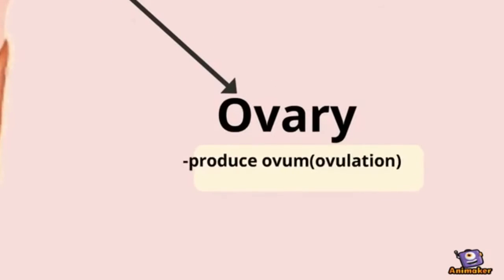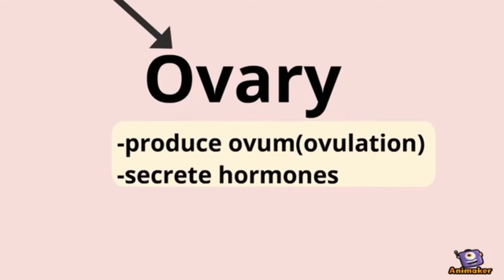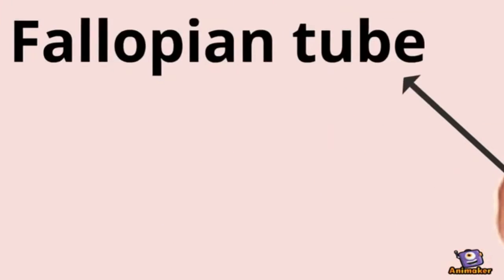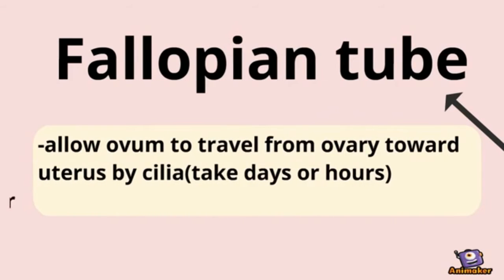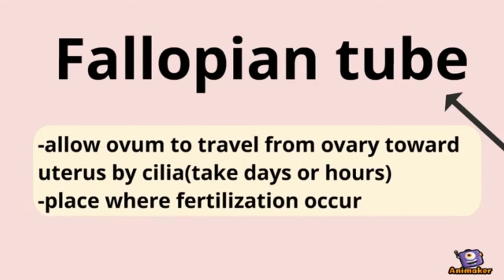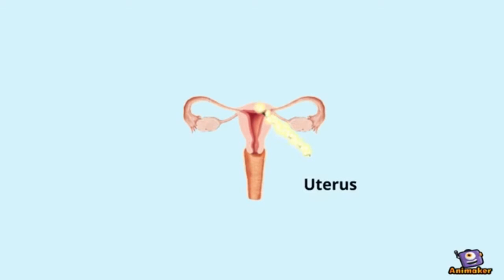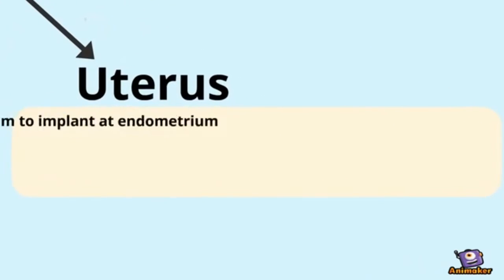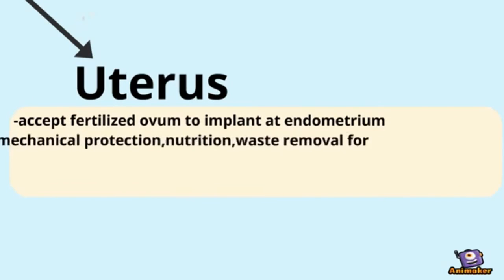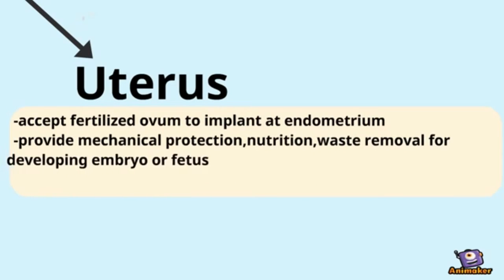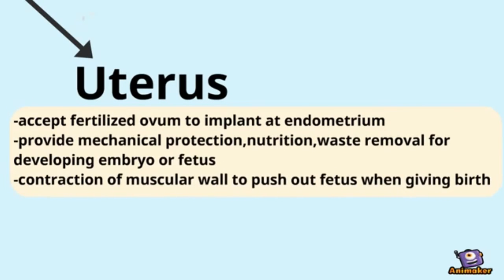The ovary produces ovum during ovulation and it secretes hormones too. The ovum travels from the ovary toward the uterus by cilia movement in the fallopian tube. Fertilization occurs here. The uterus is the place where the fertilized ovum is accepted and implanted at the endometrium. Protection, nutrition and waste removal for the development of the fetus occur here too.